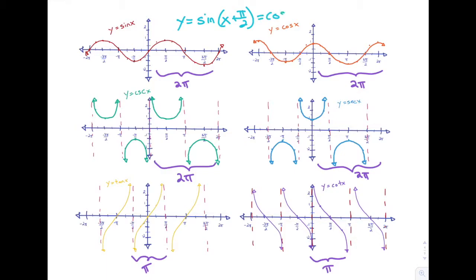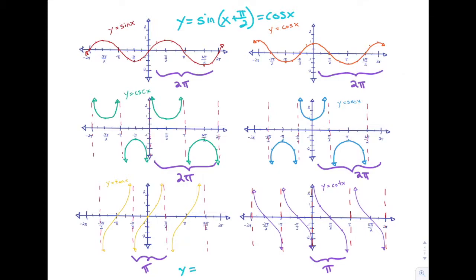This is just cosine x. And then you could define something similarly for cosecant x, secant x. For tangent and cotangent, to get from tangent to cotangent, we have to not only flip it over the x-axis, but we also have to shift it over a little bit.